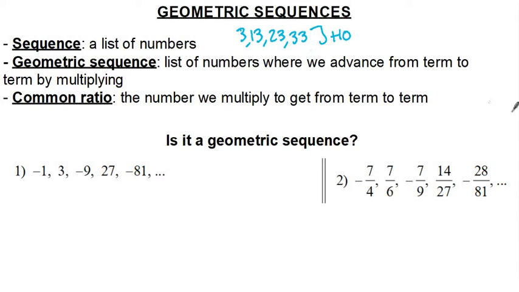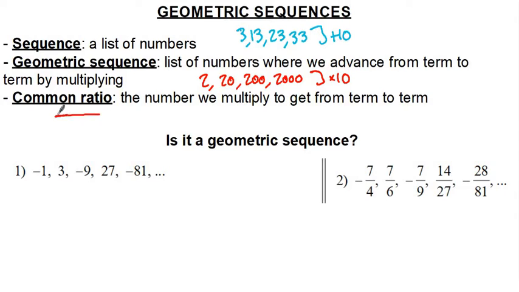The difference with the geometric sequence is we're still going to have a list of numbers, but the pattern now is not adding, the pattern is now multiplying. So if we had these numbers, 2, 20, 200, 2000, now to get from each term to the next, we're multiplying. That's what makes something a geometric sequence.